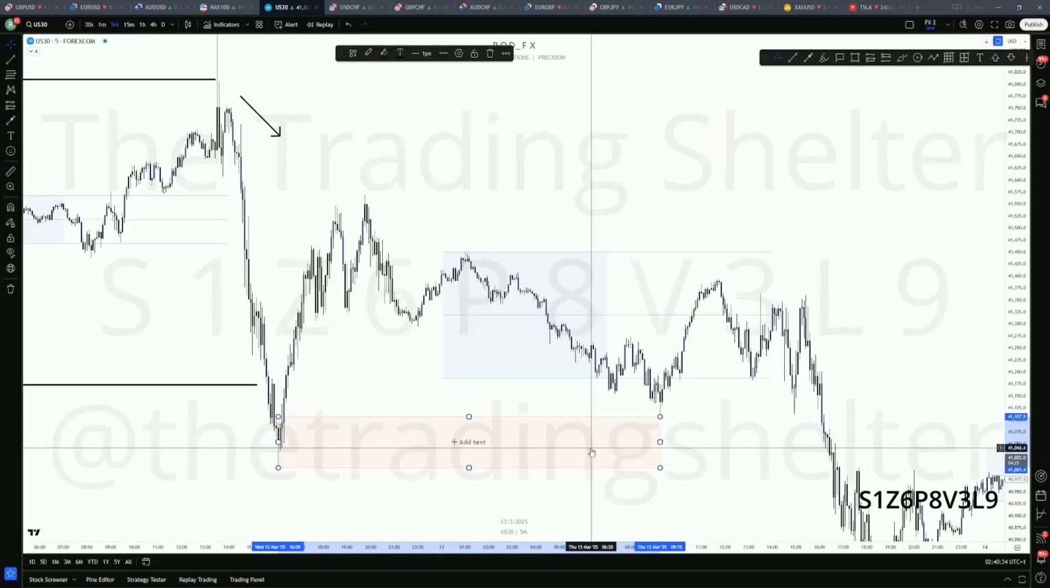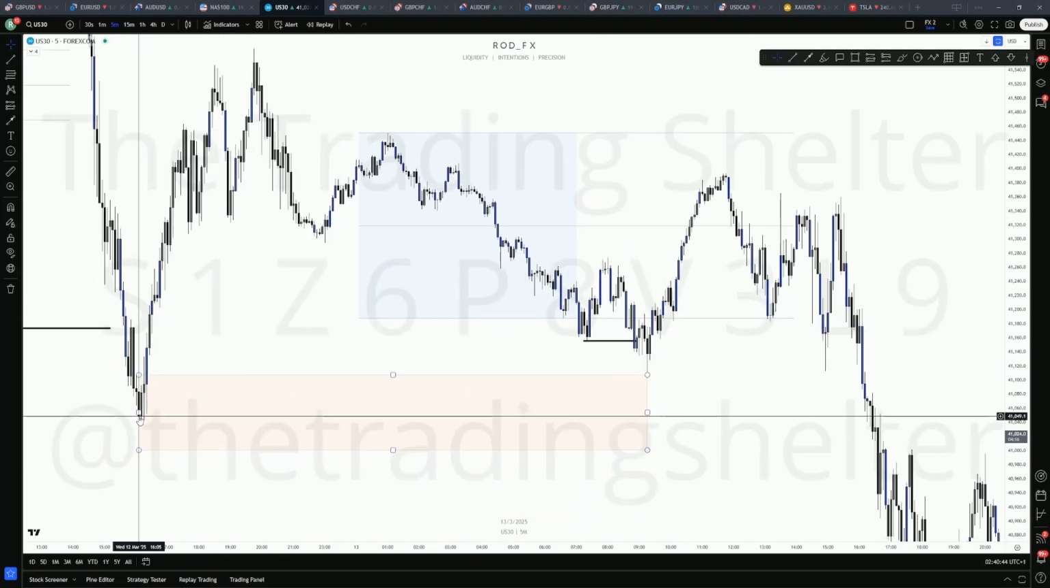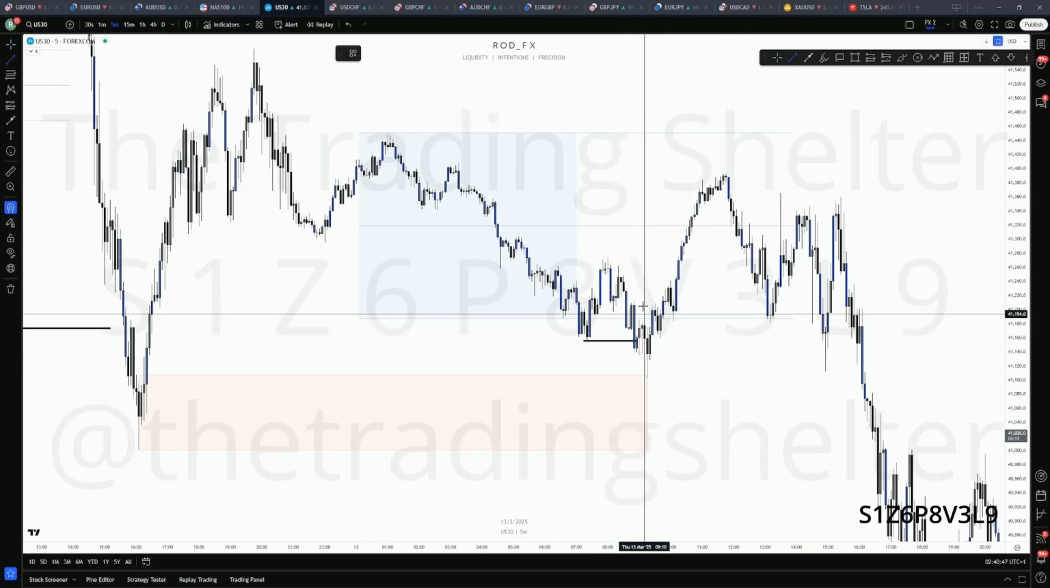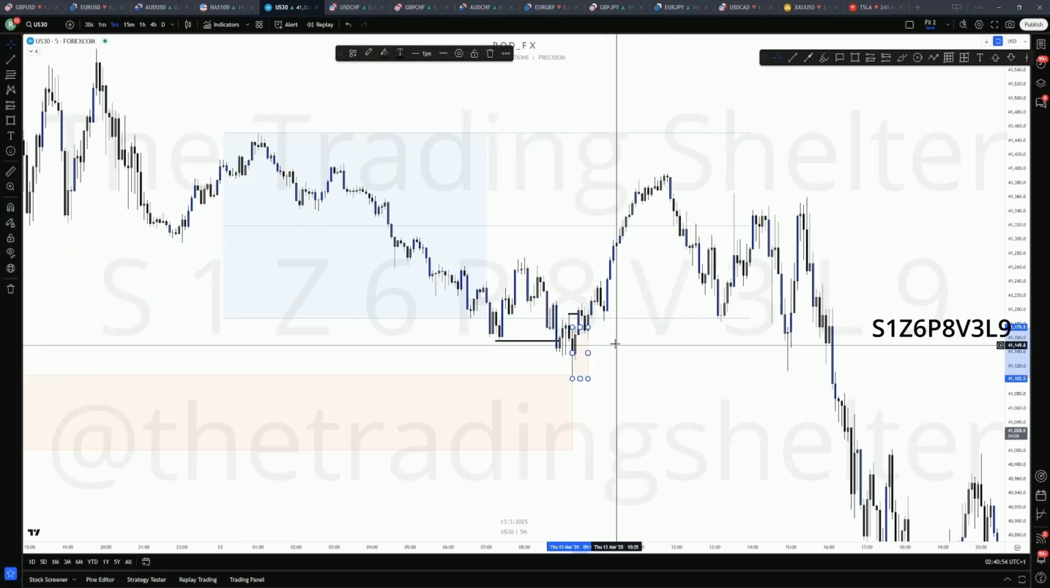And this is actually the trick. Let's say you see this SMT being induced. You see this POI, this imbalance being filled. You see a reaction. You see your internal break of structure. You see your mitigation. Perfect. The mitigation of the extreme has been done.